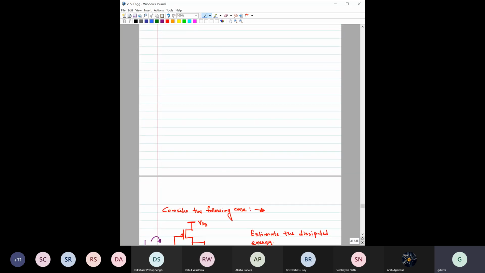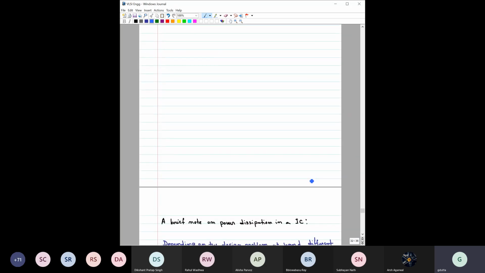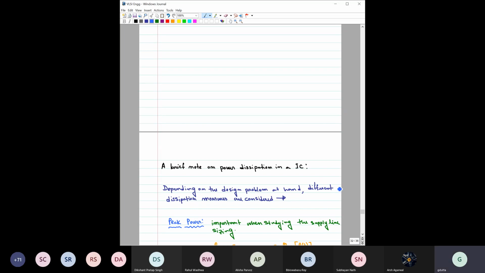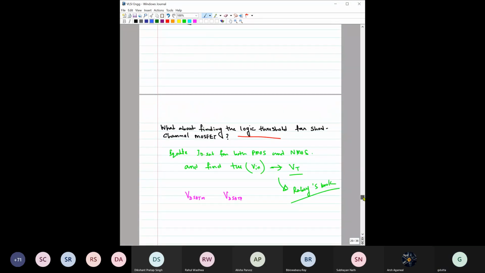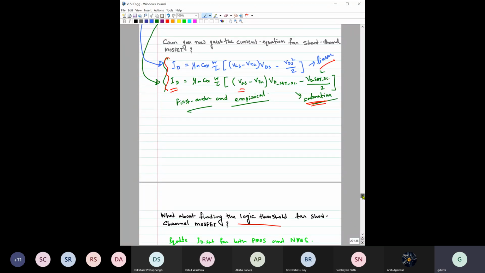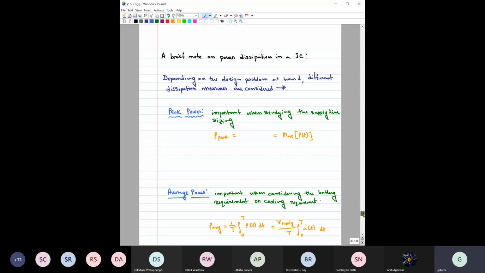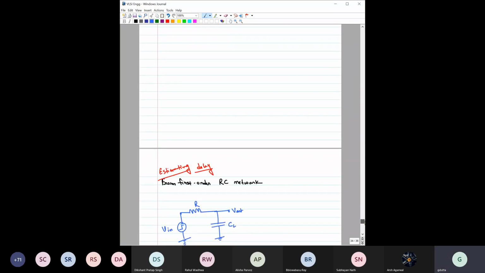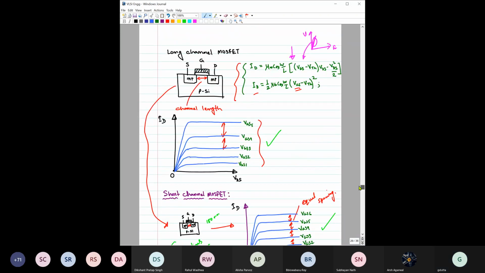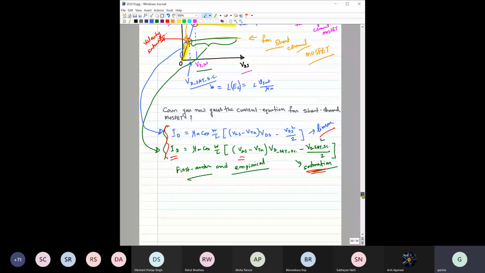I think for delay I have just a minute. Let me see whatever power dissipation in IC. Regarding delay, one minute, let me just check it. I think I have discussed delay more on this. Propagation delay, how is it measured? Estimate the delay. Yeah, fine.